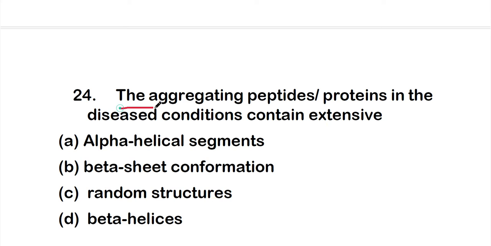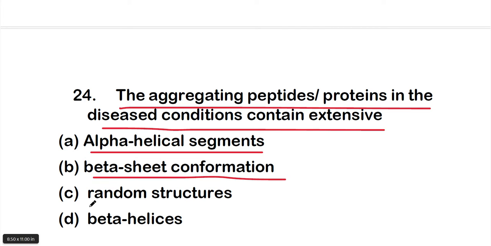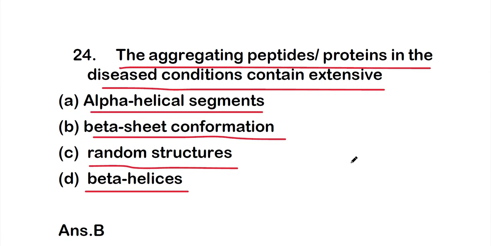Aggregating peptides or proteins in diseased conditions contain extensive: option A, alpha helical segments; option B, beta sheet conformation; option C, random structures; or option D, beta helices. So which one is right about the aggregation of peptides or proteins in the disease condition? The right one is option B. In disease conditions, the protein is mainly present in its beta sheet conformation.